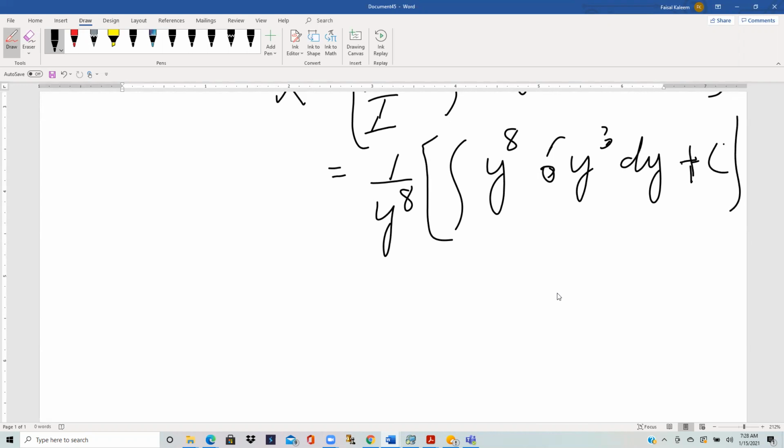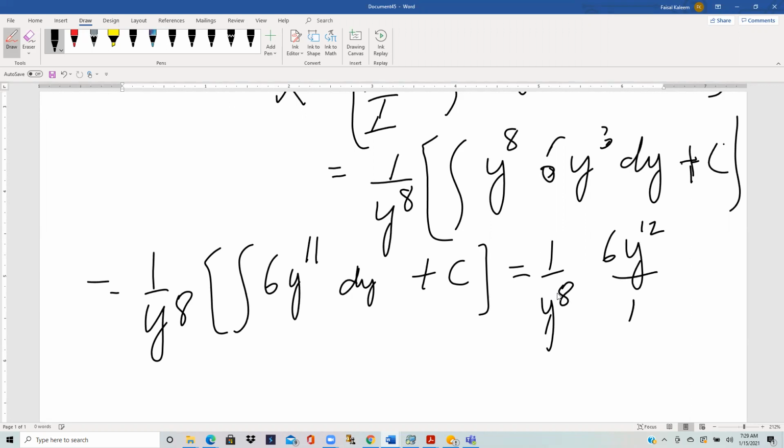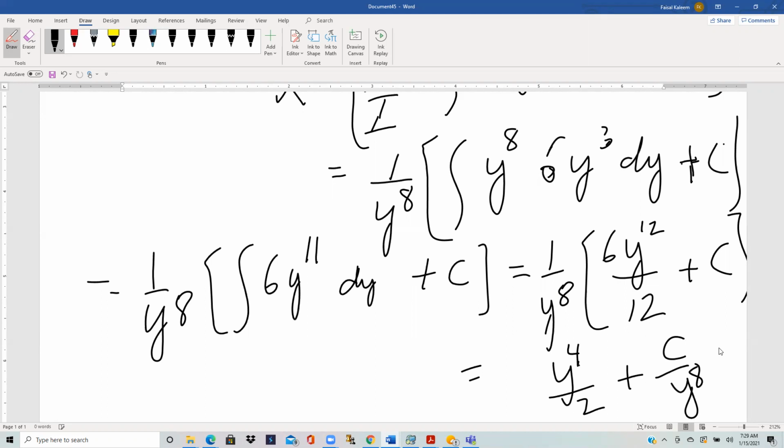And now, before integrating, we need to simplify it. So you can write it as 6y power 11 dy plus c. So the integral is 6y^12 by 12 plus c. And this simplifies to, so the y^12 over y^8 will be y to the 4, and 6 over 12 will be 1/2. So y to the 4 over 2 plus c over y power 8. So x is equal to y to the 4 over 2 plus c over y power 8.